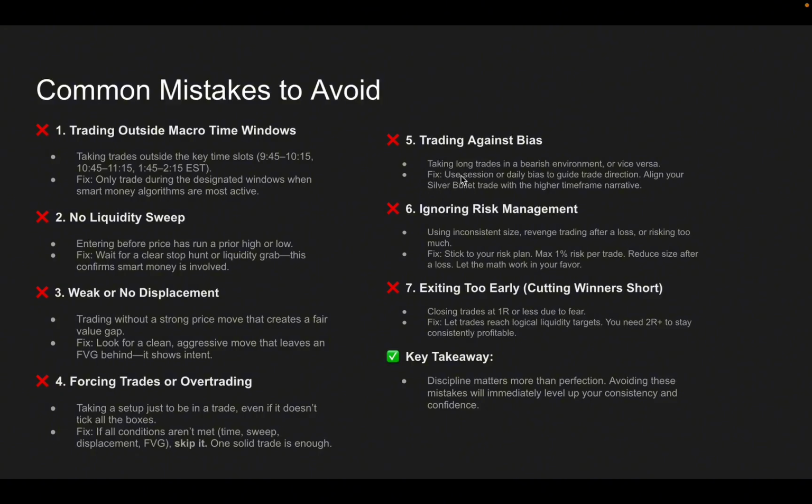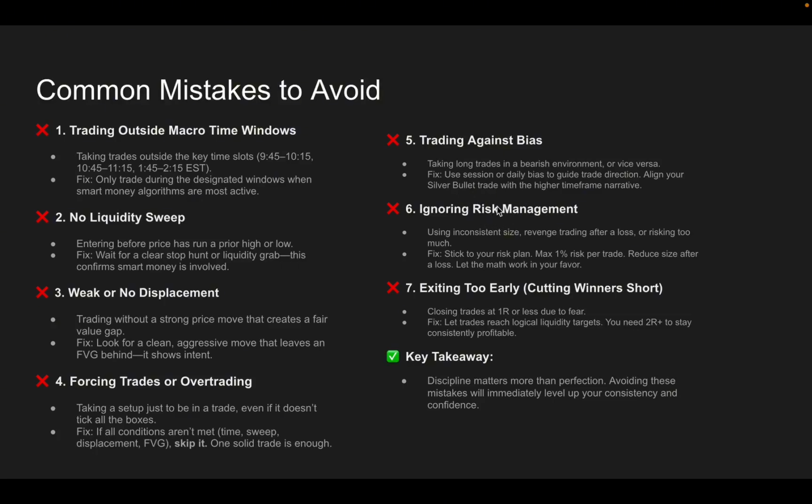So the fix would be to use session or daily bias to guide trade direction. You would align your Silver Bullet trade with the higher time frame narrative. But anyways, what do I mean by session bias? We're talking about Power of 3 here.